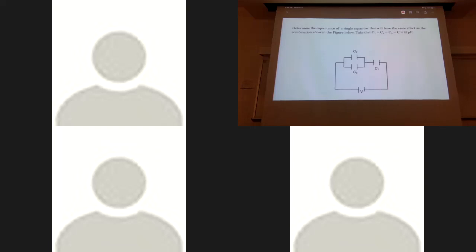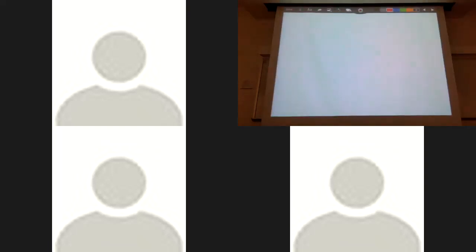So let's go ahead and redraw this. So again, here is C2, here is C3, connected then to C1, connected then to my battery.